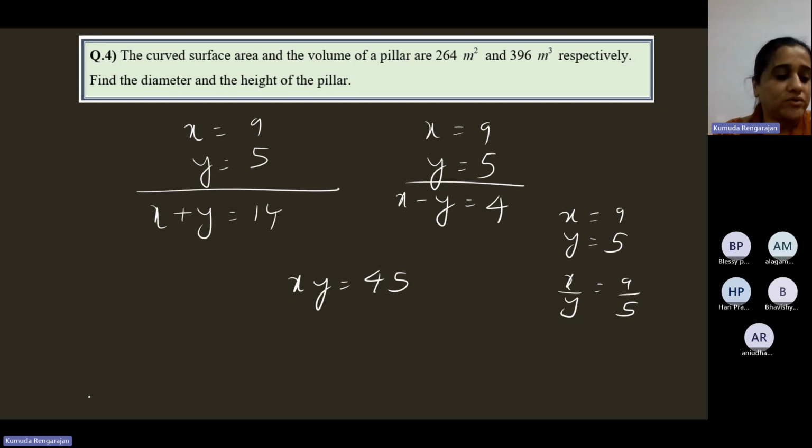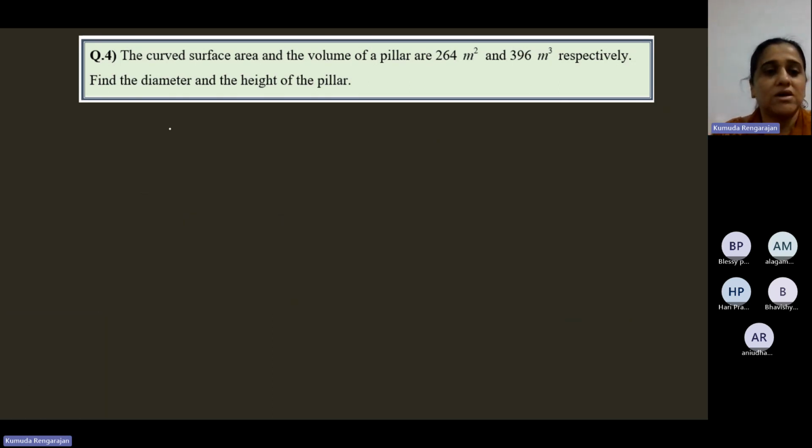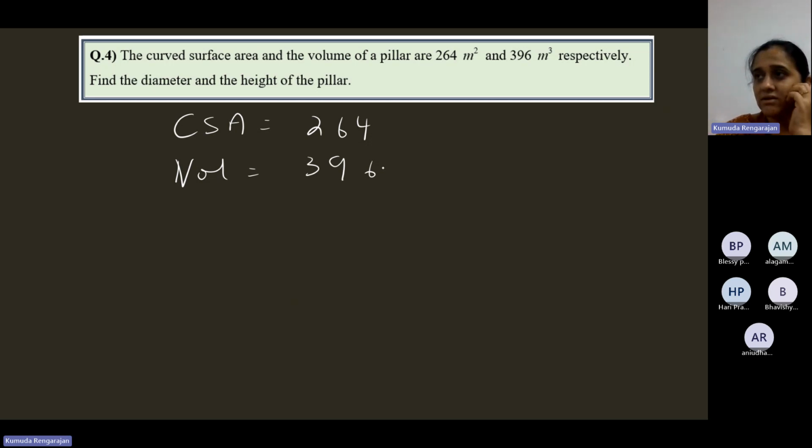Now here what we're going to do is divide the two equations. We're going to write CSA is 264 and volume is 396. This is what is given to us, right? Now we're going to divide these two. I said when you have two things, you can do anything, right? So we are dividing. Now, what is CSA?